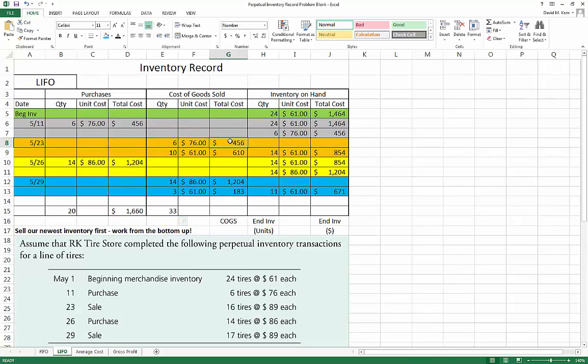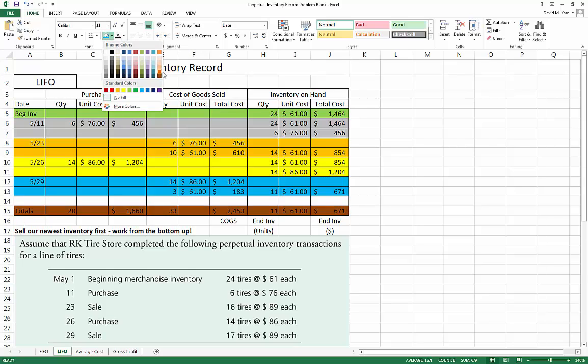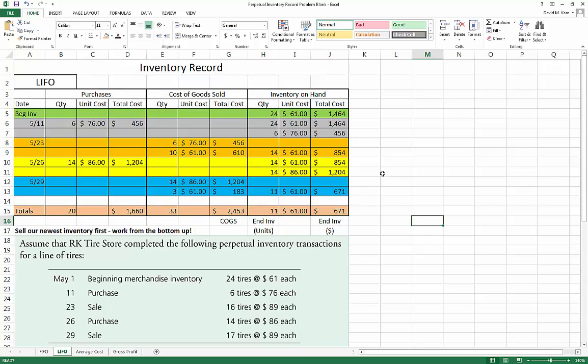Now this is where it will change our cost basis. In this case, our cost of goods sold for LIFO is $24.53, and we're left with 11 units at, oops, not this one, 11 units at 61 for 671. Okay, so let's put totals over here, and we'll put this in a nice little color there.